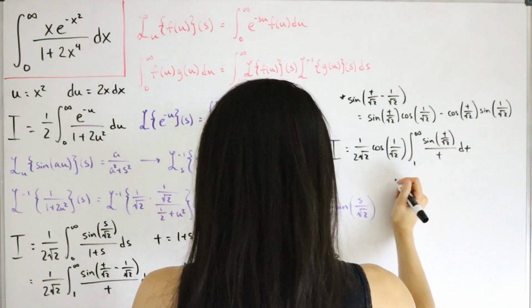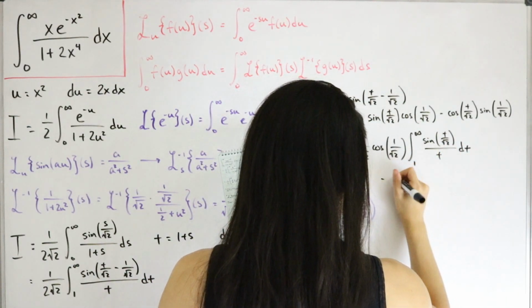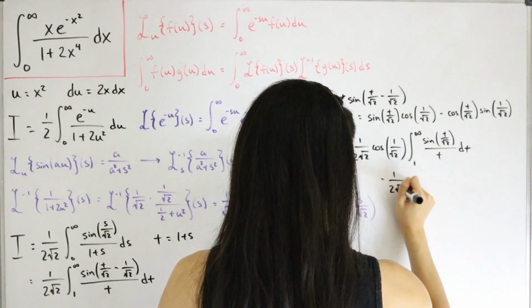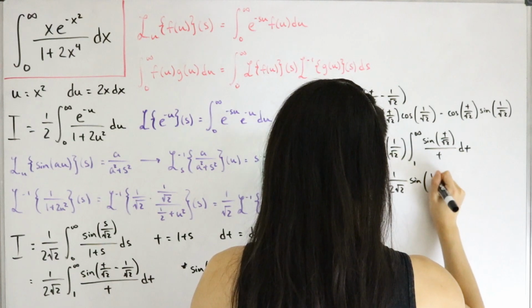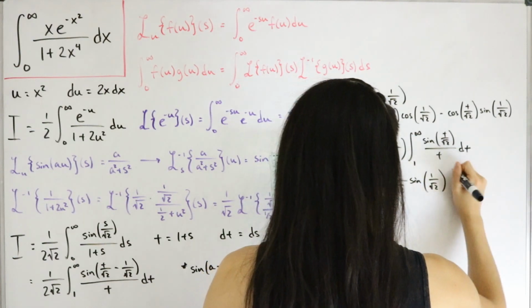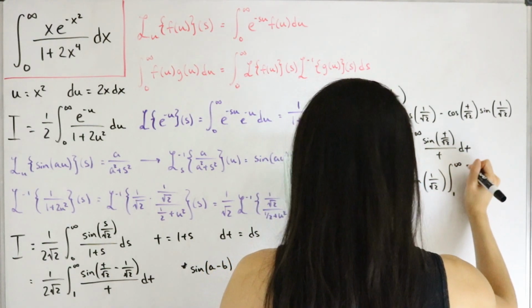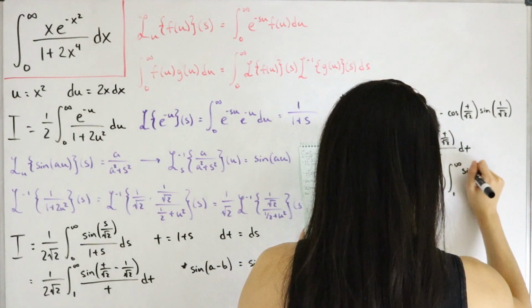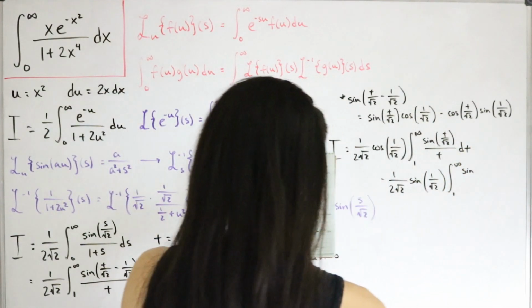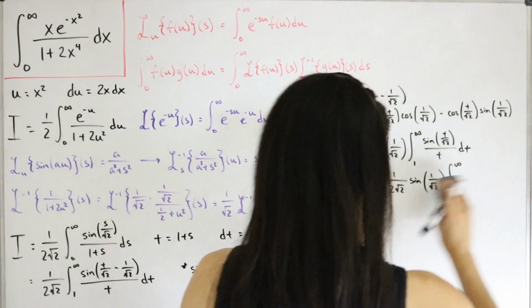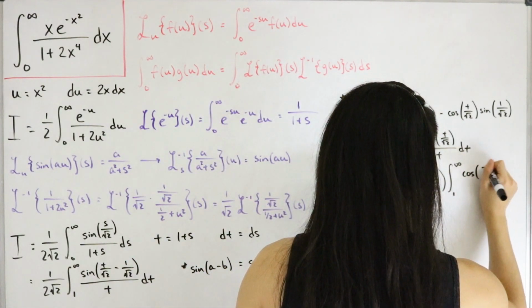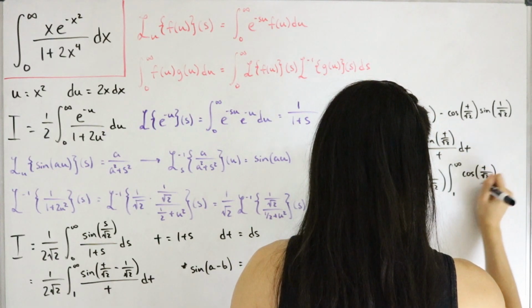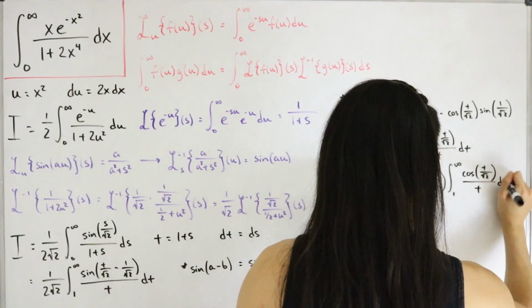Then we can subtract 1 divided by 2 times the square root of 2, factor that out, so I have sine of 1 divided by the square root of 2, multiplied by the integral from 1 to infinity of, well actually this is supposed to be cosine, because we switched for sine and now cosine. So cosine of t divided by the square root of 2, and then divided by t, dt.